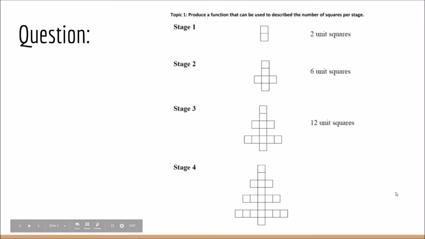So our topic gave us these squares, this problem, and our task was to produce a function that would explain this pattern of inputting stages and receiving an output in squares. So for example, stage 1 would equal 2 unit squares, and stage 2 would equal 6 unit squares. And it keeps going on. As I said, it's just a simple input-output function where the input is the number of stages and the output is the number of unit squares.